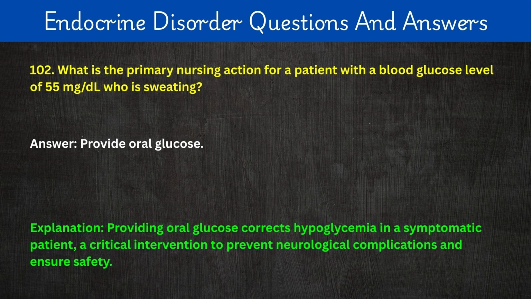102. What is the primary nursing action for a patient with a blood glucose level of 55 milligrams per deciliter who is sweating? Answer: provide oral glucose. Explanation: providing oral glucose corrects hypoglycemia in a symptomatic patient, a critical intervention to prevent neurological complications and ensure safety.